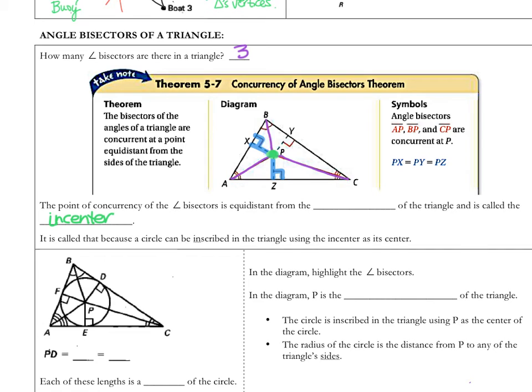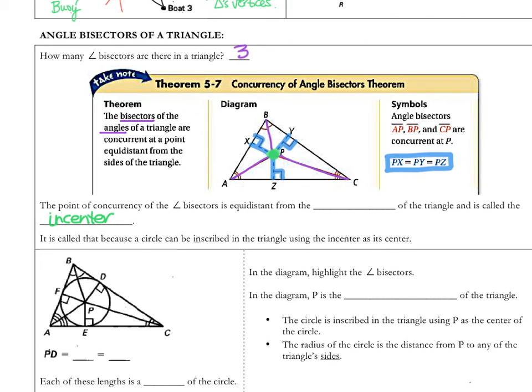Now if you were to do the same thing for angle C, for example, every point on the bisector of angle C is the same distance from the 2 sides of angle C. So in particular, PZ and PY will be the same. Again, you have to be measuring the perpendicular distance. Okay, so in this picture, PX, PY, and PZ are all the same length. And again, we're starting with the angle bisectors, the bisectors of the angles.